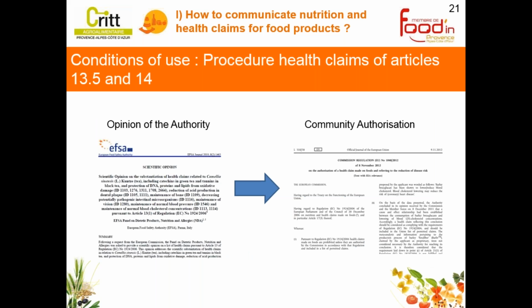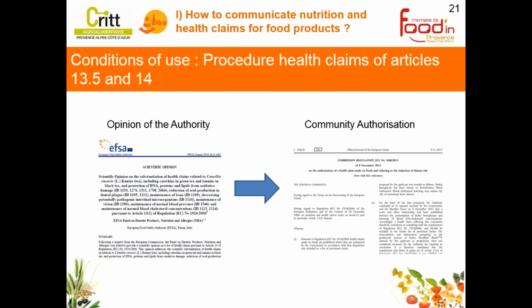An application for authorization is necessary for health claims of Article 13.5 and 14. The procedure includes first an opinion of the European Food Safety Authority, then a community authorization. Any health claims made on food should be scientifically justified in order to protect consumers from inaccurate or misleading information.